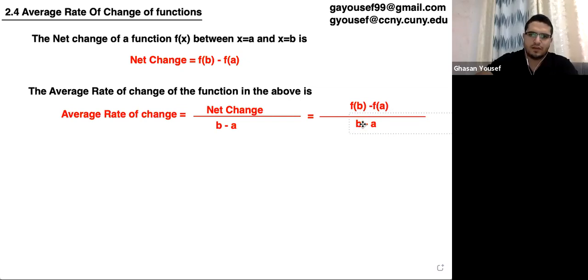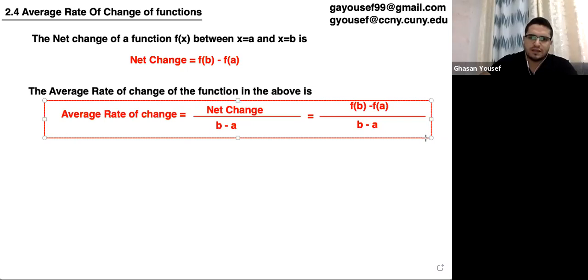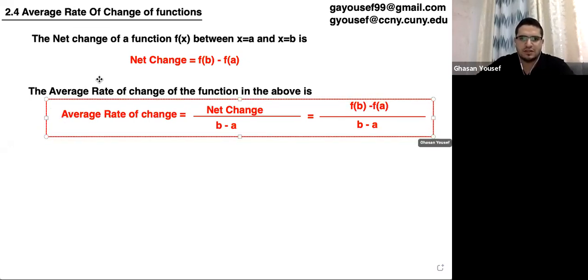Okay, any question for the average rate of change? This is the formula. This is an important formula. You should memorize this formula. The average rate of change is equal to the net change over b minus a. The net change between these 2 points is f of b minus f of a, over b minus a. So there is a relation or connection between the net change and the average rate of change.